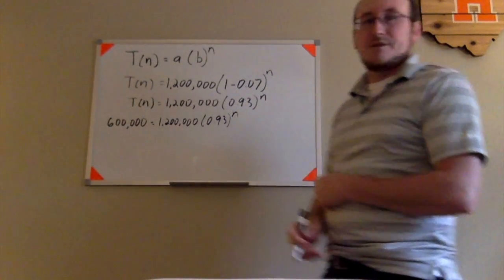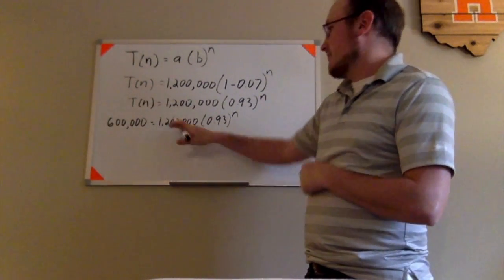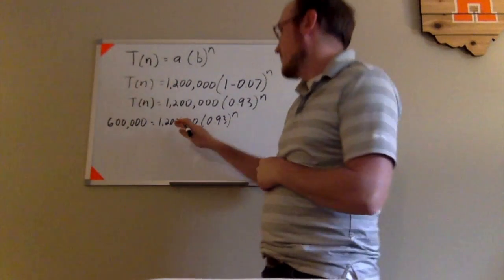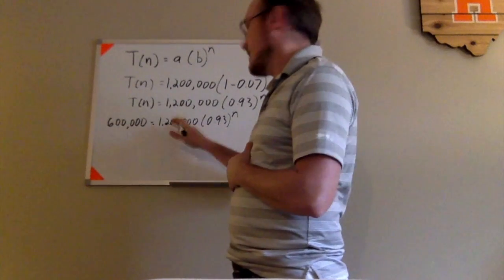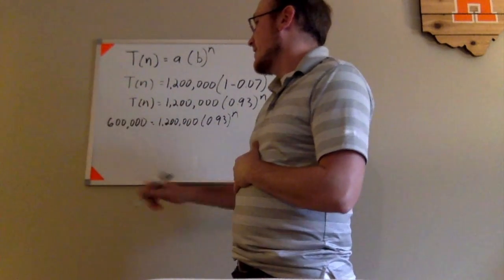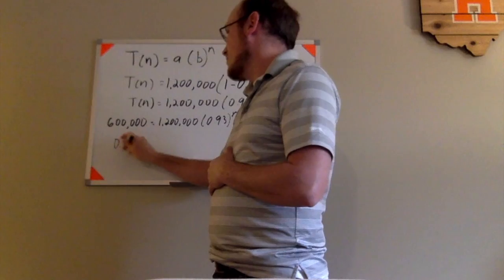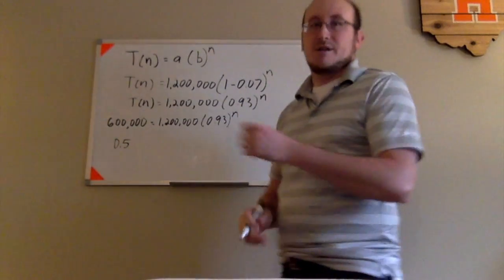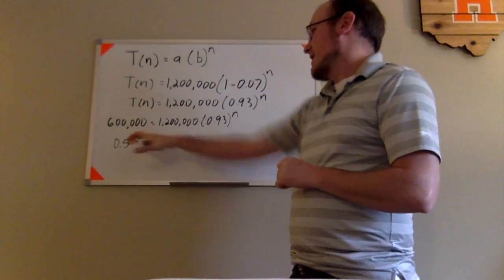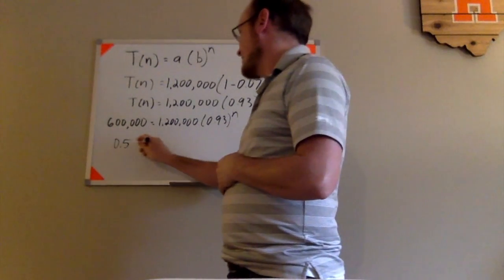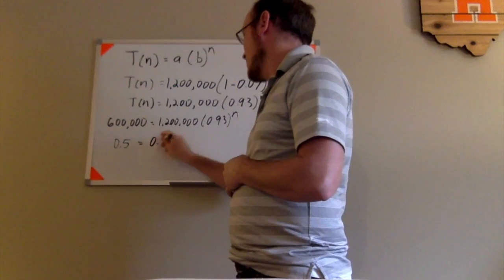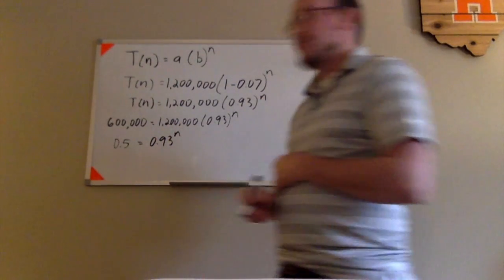Now, the first step when solving an equation like this is to get rid of the initial value. We're going to divide both sides by 1,200,000. And when I do that, that would cancel out on the right side, and on the left that would make half, or 0.5. I'm not going to write that as a fraction. I'm going to write it as a decimal since I have a decimal over here, just to be consistent. So I have 0.5 equals 0.93 to the n.